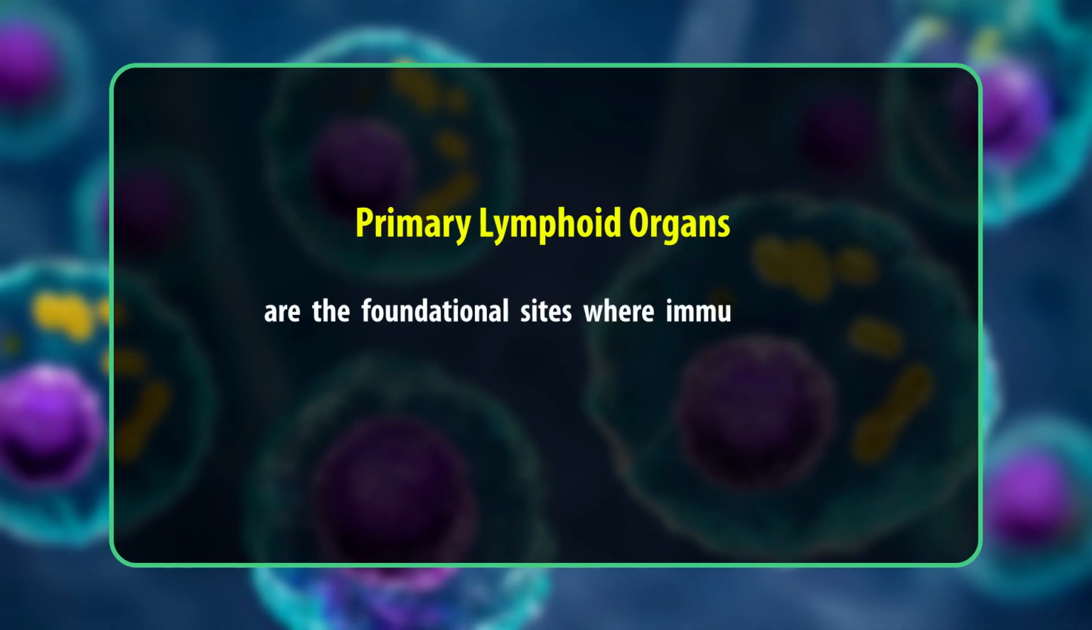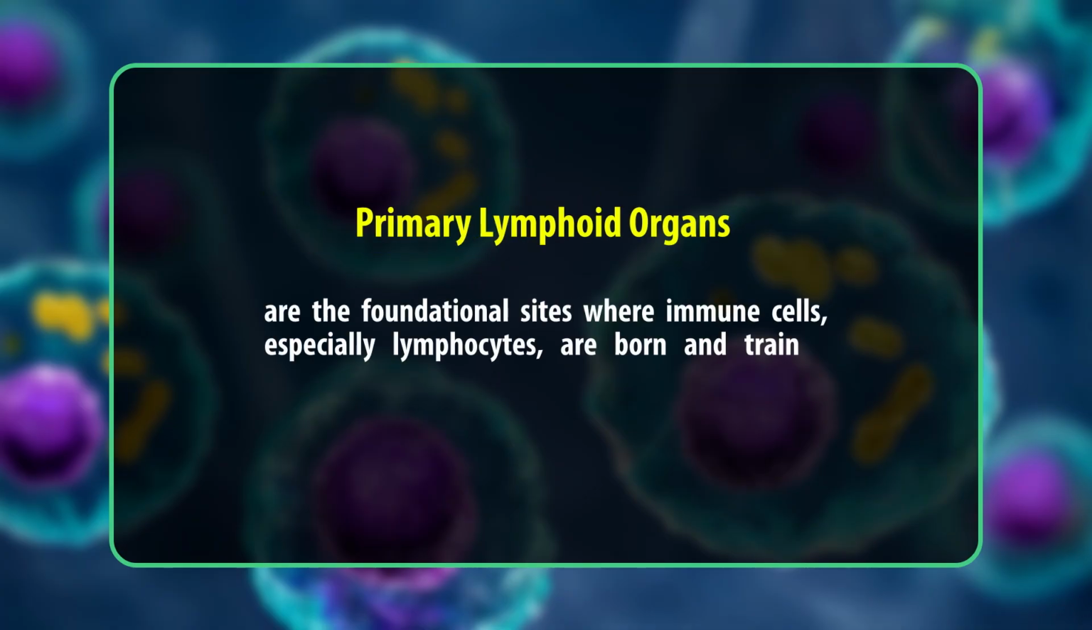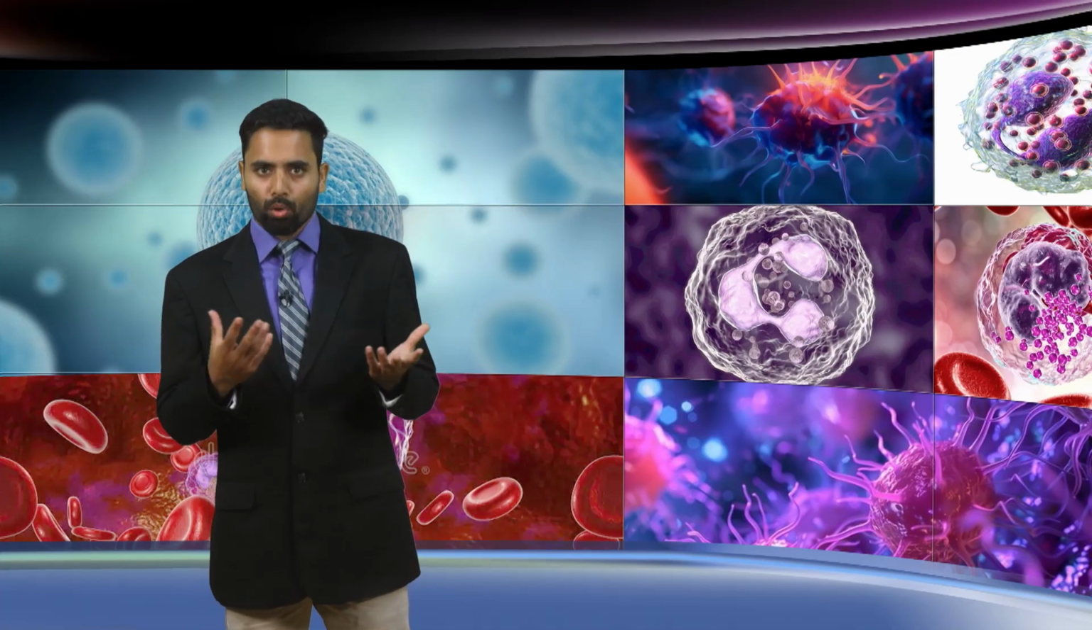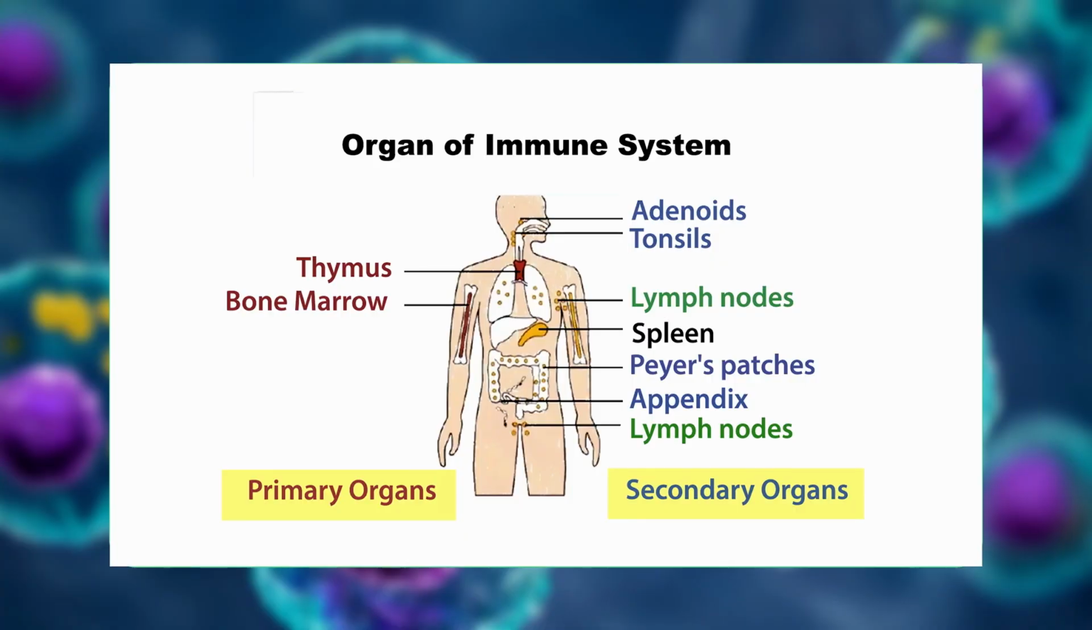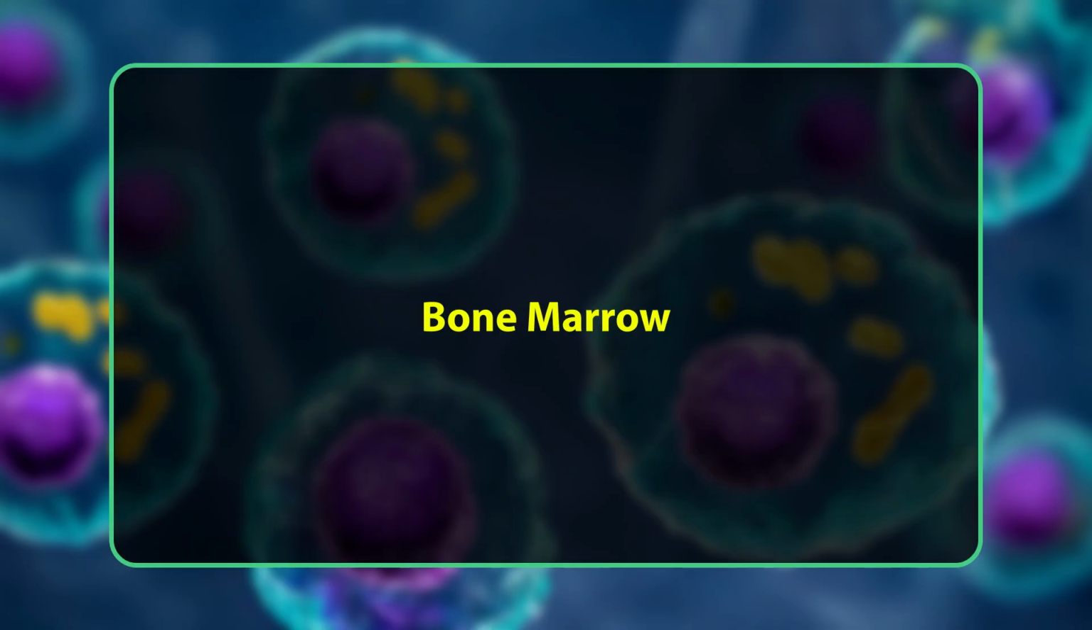Primary lymphoid organs are the foundational sites where immune cells, especially lymphocytes, are born and trained before they head out to defend the body. These organs provide an appropriate microenvironment for the origin, development and maturation of lymphocytes. Primary lymphoid organs include the bone marrow and thymus. First, we will deal with bone marrow.